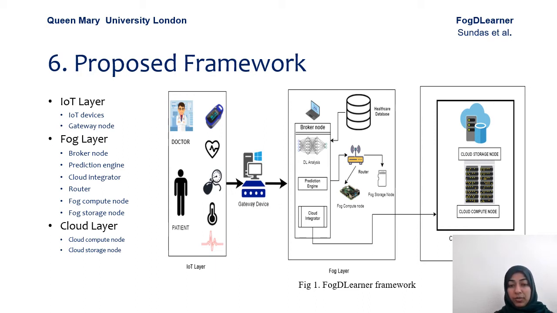Broker node at the fog layer receives this data and analyzes the availability index of fog compute node and fog storage node and assigns tasks to them.